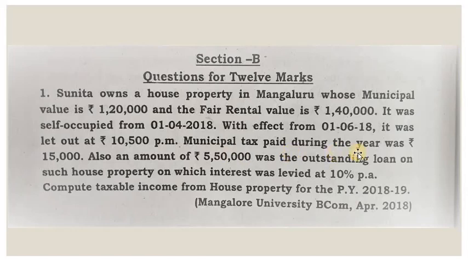Municipal tax paid during the year was 15,000. Also an amount of 5,50,000 was outstanding loan on such house property, on which interest was levied at 10% per annum. Compute taxable income from house property for the previous year 2018-19.